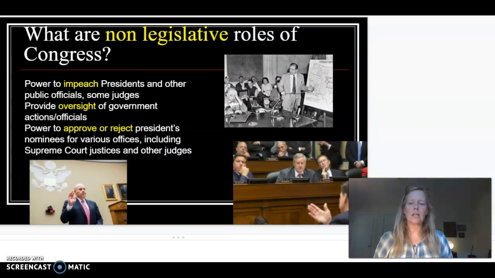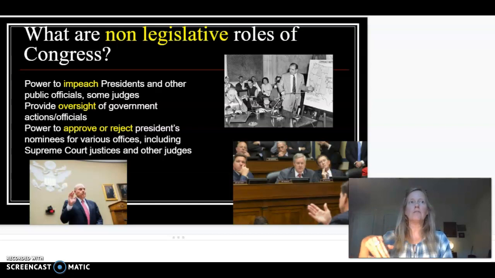But what are some non-legislative roles of Congress? These are important, and again, this is kind of oversimplifying, but you need to know them, all the ones in yellow. Congress can impeach presidents and other public officials. Some judges, they can do that as well. The power to impeach, which is the accusation of some sort of crime or something that goes against our Constitution, starts in the House. This happened in 2019 to President Trump.